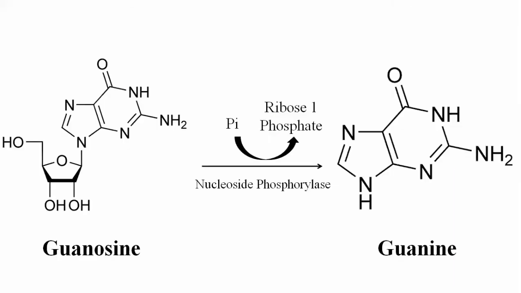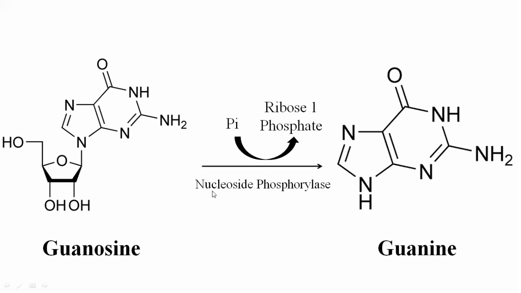So let's see this reaction in detail. That guanosine is converted into the guanine. That guanosine is the guanine base attached with the ribose sugar. So the enzyme that will act is nucleoside phosphorylase. This nucleoside phosphorylase enzyme will act in the presence of the phosphate. It will remove this ribose from this guanine and will set this guanine free.